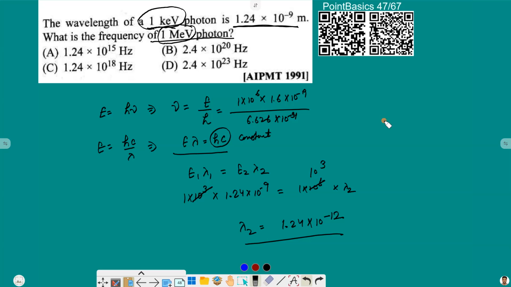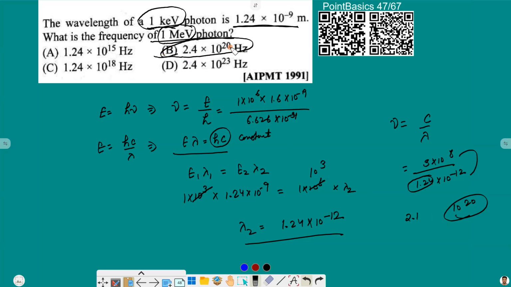And from this, we can calculate the frequency. The frequency is c by lambda. So that will be 3 into 10 raised to power 8 divided by 1.24 into 10 raised to power minus 12. So this will give us 10 raised to power 20, and 3 by 1.24 will be approximately 2.4 something, and that is the nearest match to our option B. So option B will be the right answer here.